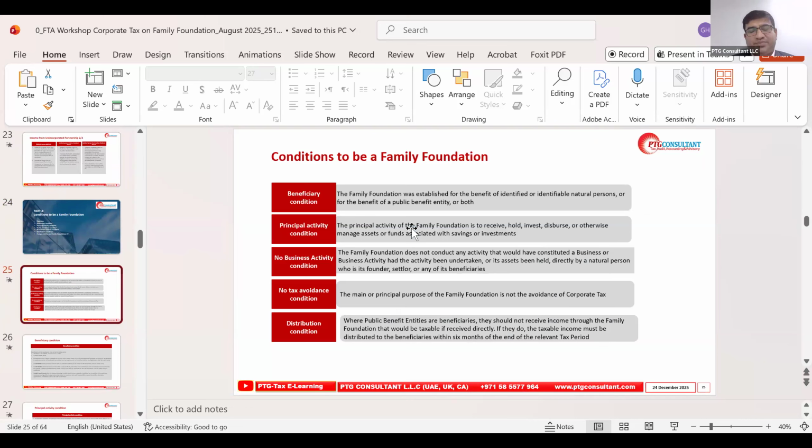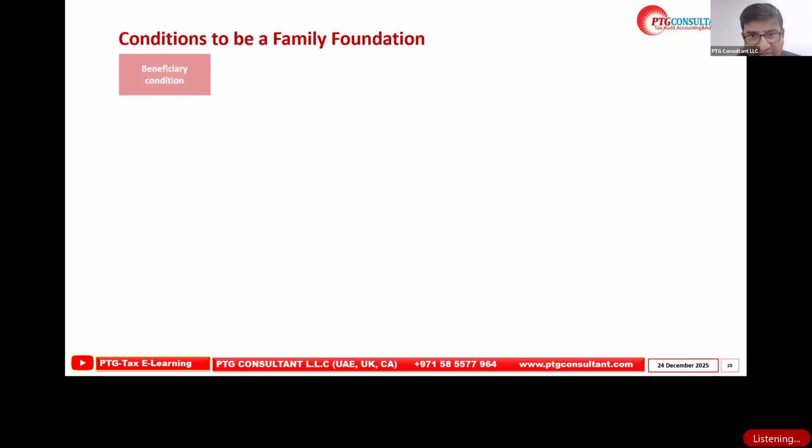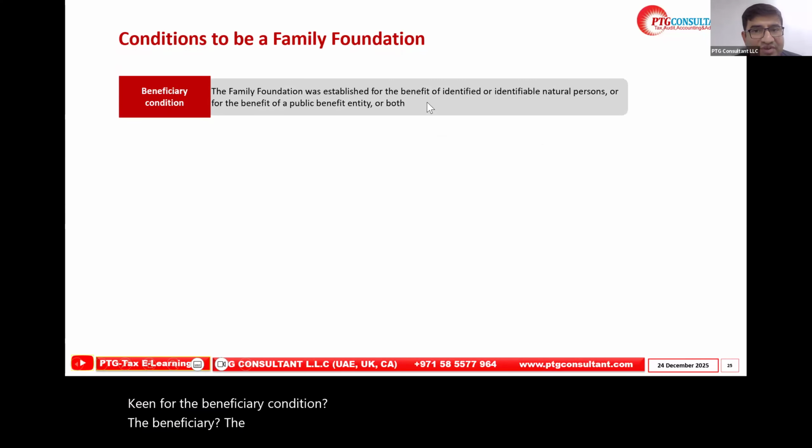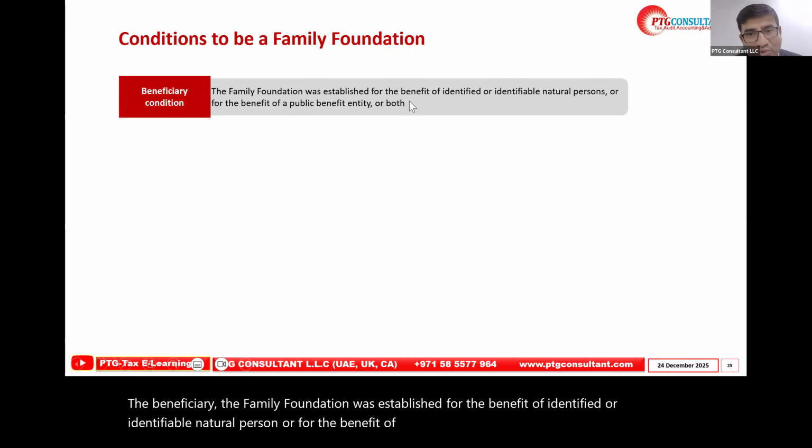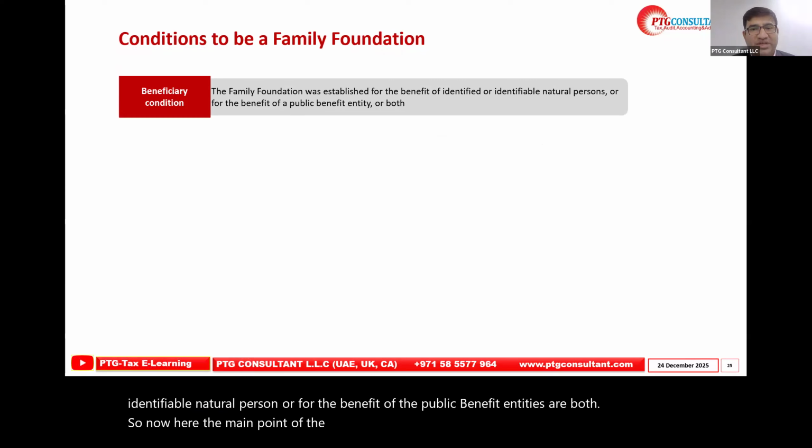Okay, the first is the beneficiary condition. So what is the beneficiary condition? We have already seen the question just now. The Family Foundation was established for the benefit of identified or identifiable natural persons, or for the benefit of public benefit entities, or both. So the main point of the Family Foundation is the natural person.